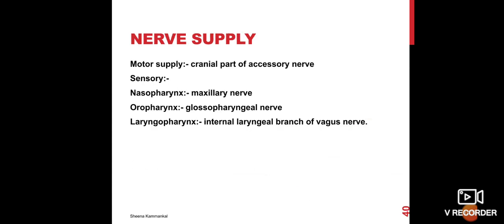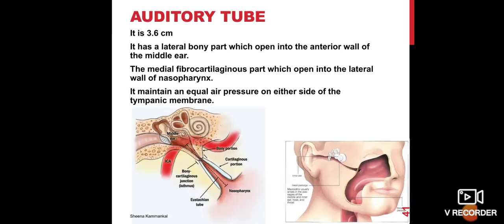Regarding its nerve supply, it is supplied by the cranial part of the accessory nerve, that's the 11th cranial nerve. Then the nasopharynx, sensory supply by the maxillary nerve, the oropharynx by the glossopharyngeal nerve, the laryngopharynx by the internal laryngeal branch of the vagus. Three areas are supplied by three different nerves. The nasopharynx is supplied by the nerve which is supplying the nasal cavity itself, that is the maxillary nerve. But the oropharynx is supplied by the nerve which is supplying the tongue, that's the glossopharyngeal nerve. The laryngopharynx is supplied by the nerve which is supplying the larynx, that is the internal laryngeal nerve, which is a branch of the vagus.